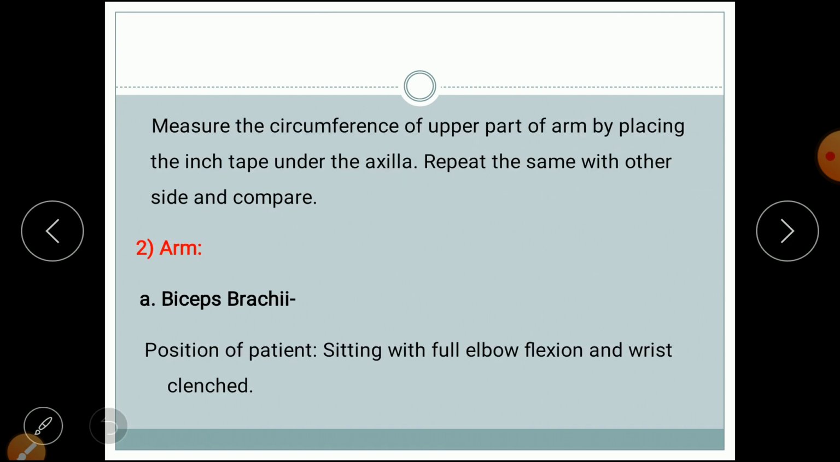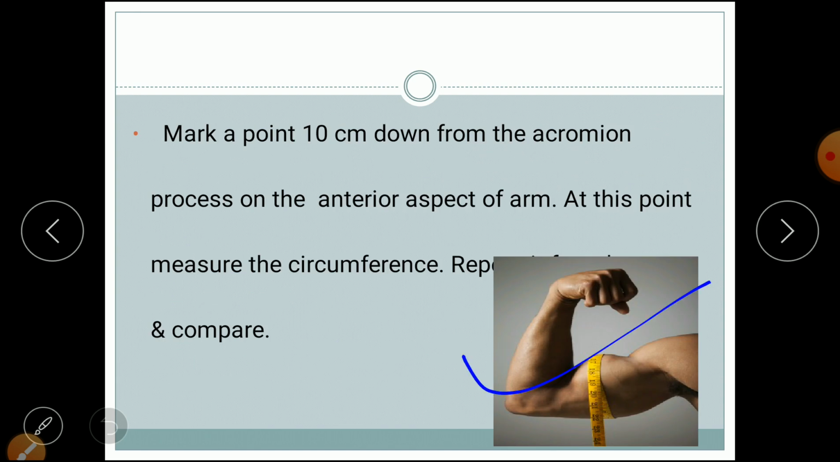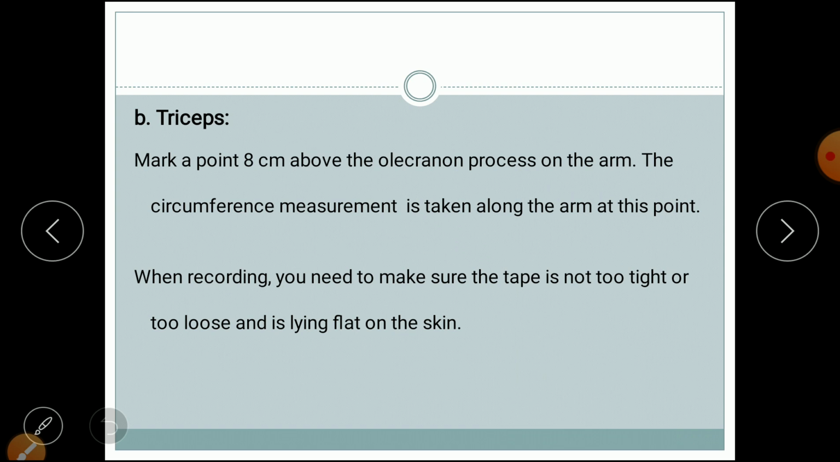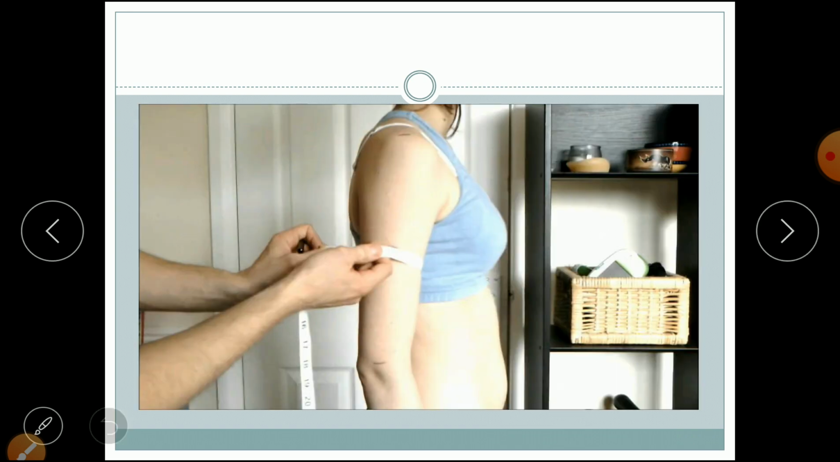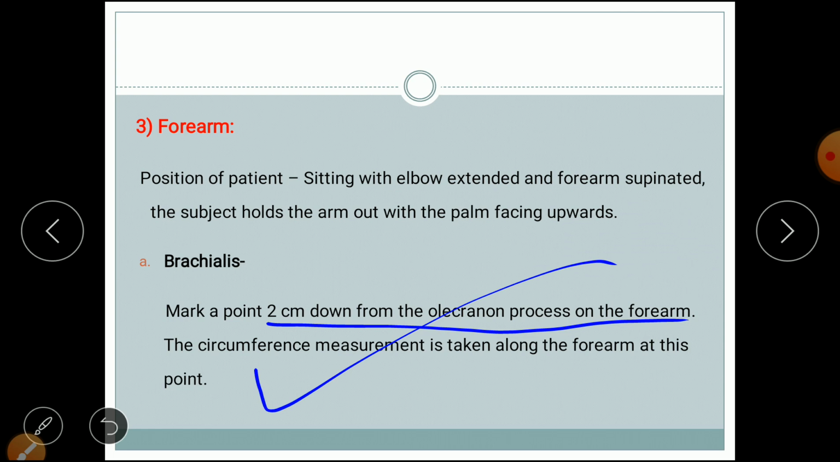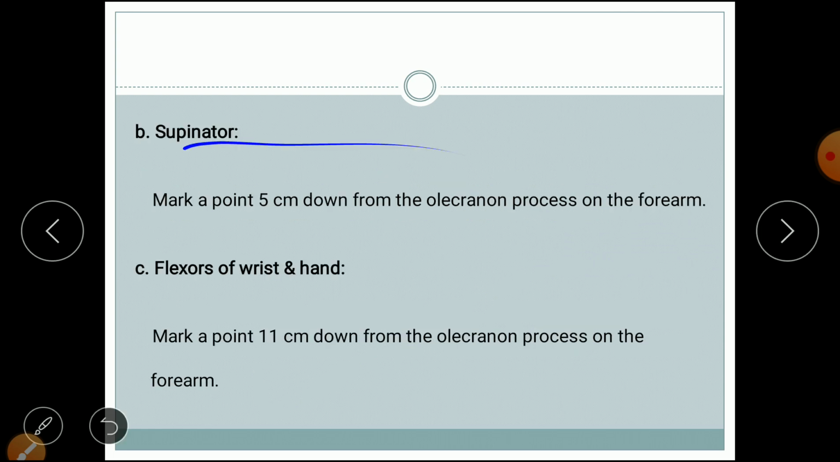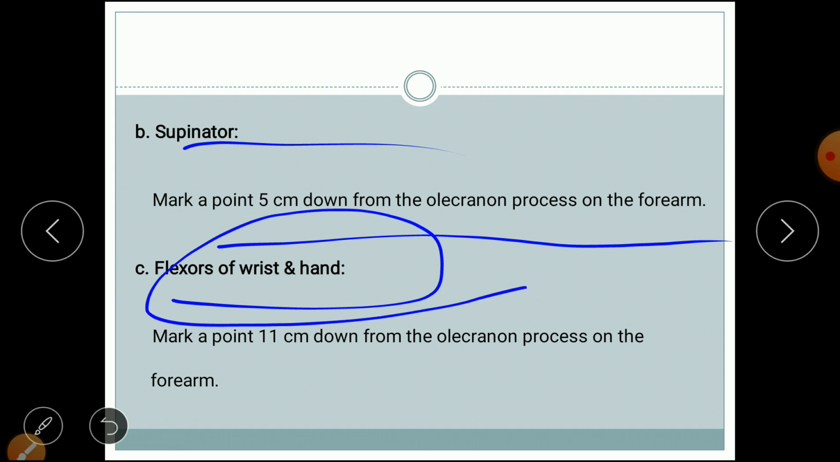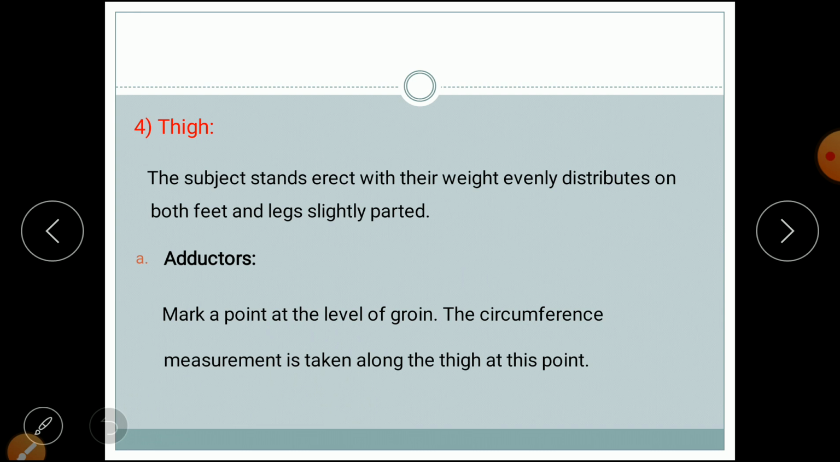Then for the biceps, this position is used, 10 centimeter down from the acromion process. For triceps, 8 centimeter above the olecranon process. Then for the forearm, that is brachialis, 2 centimeter down from the olecranon process. For supinator, 5 centimeter down from the olecranon process. And for the flexor compartment of the wrist and hand, 11 centimeter down from the olecranon process.